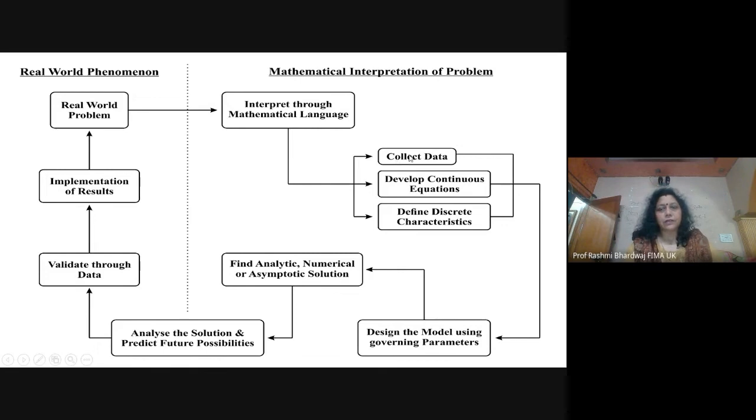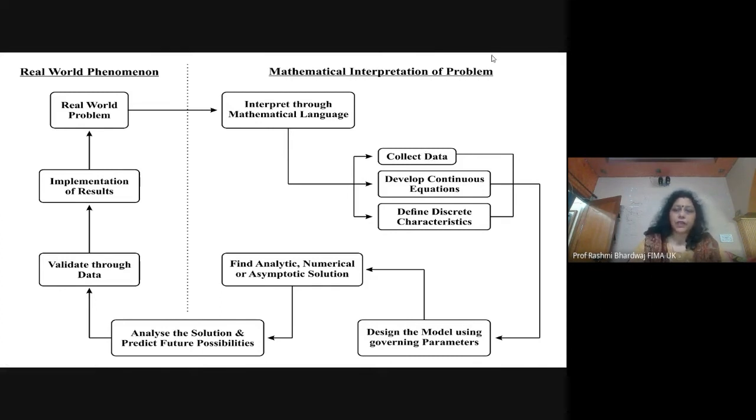Either we go through data systems, so data analysis, or we define continuous equations, or we define discrete systems. So basically either it is data points, or it is continuous ones, or it is discrete systems. Using all these, whatever system we take, our purpose is to design the model using the governing parameters.